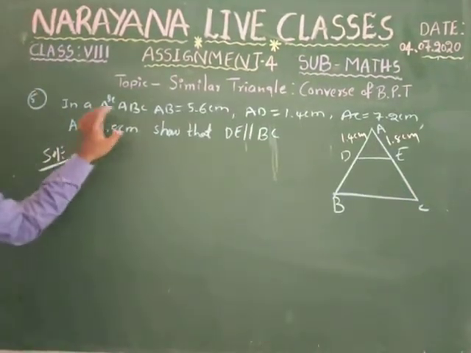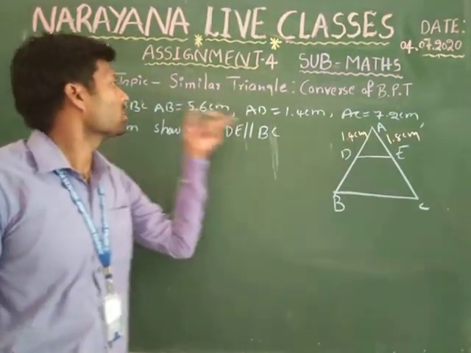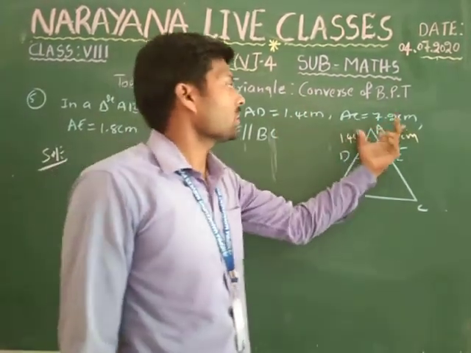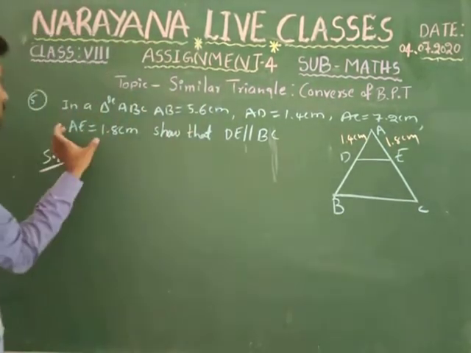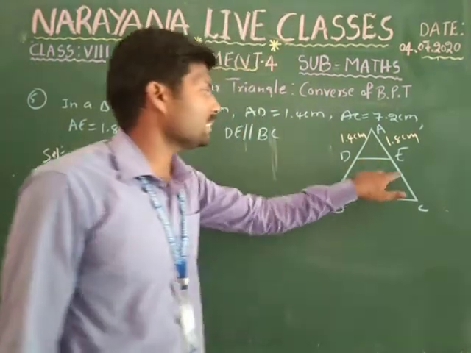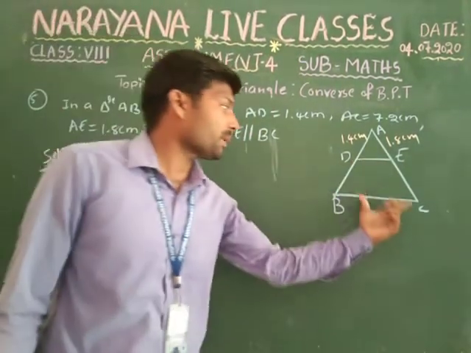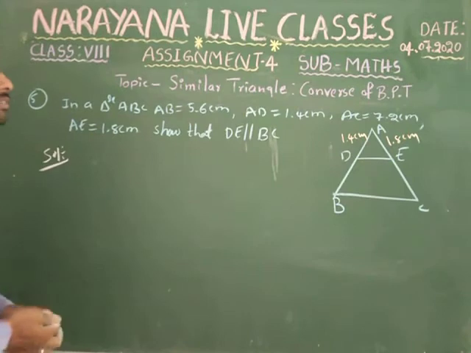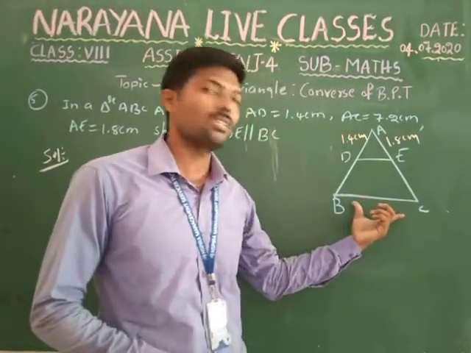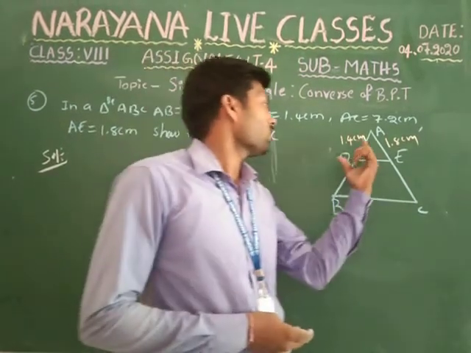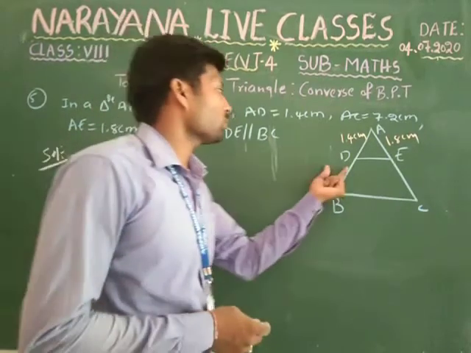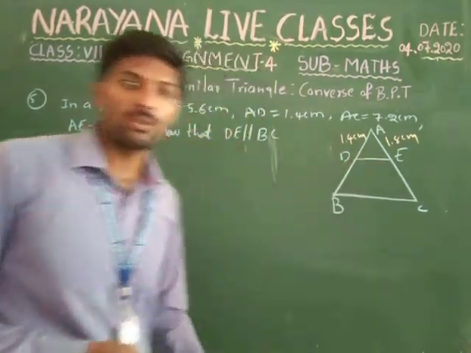In this question, in triangle ABC, they have given AB is equal to 5.6 cm, AD is equal to 1.4 cm, AC is 7.2 cm, AE is equal to 1.8 cm. We have to prove DE is parallel to BC. How are we going to show the given line is parallel to BC? First we have to show the ratios of the corresponding two sides are equal. If that is possible, we can say DE is parallel to BC.